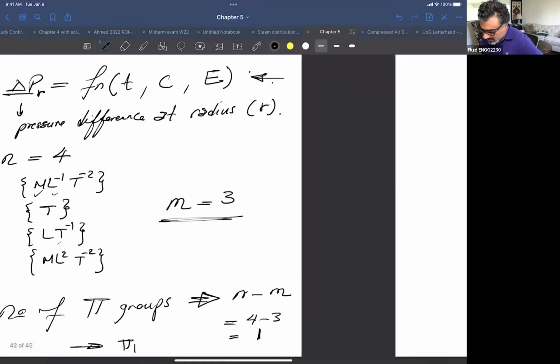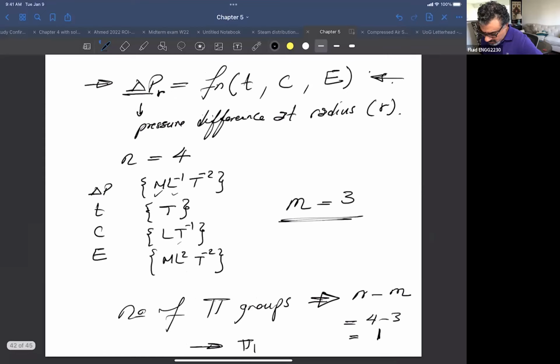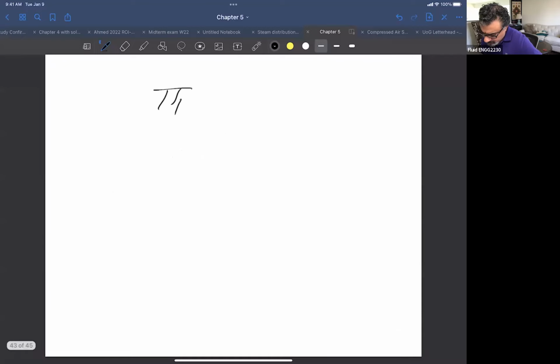M is the number of basic dimensions in all of the parameters. Basic dimensions mean M, L, and T. The maximum of M is 3. You see M in these, that means it's 1. You see also L, that means now we have 2. You see T as well, that means you are seeing the 3 basic dimensions. That's why M is equal to 3.